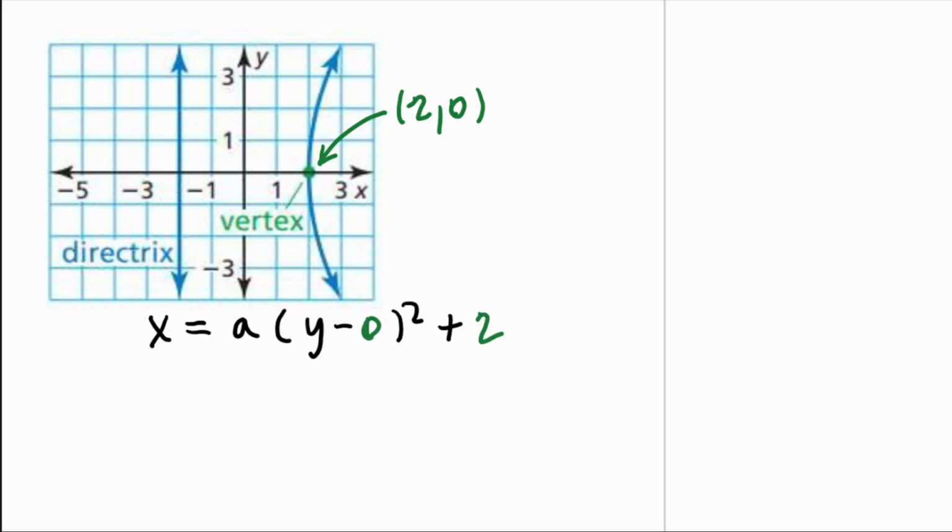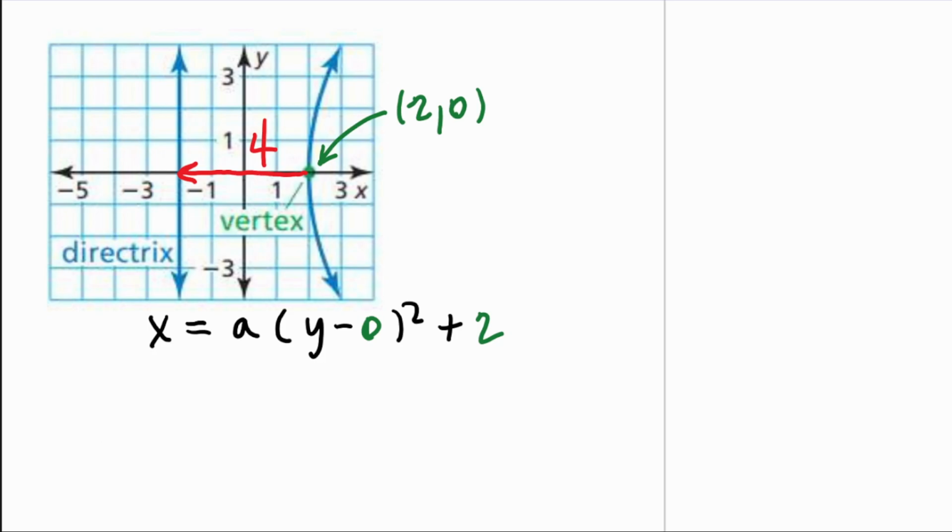And then I'm going to have to figure out what a is. Okay, and a is going to be 1 over 4p, where p is the distance from the vertex to the directrix, and it's the same as the vertex to the focus. We don't see the focus, it's going to be somewhere over here-ish, but we don't need that, right? There's a distance from the vertex to the directrix.